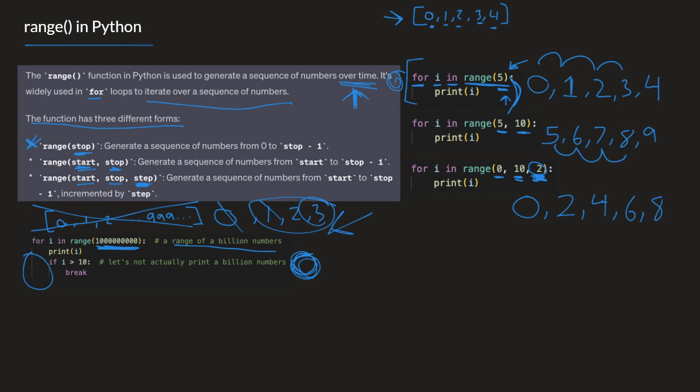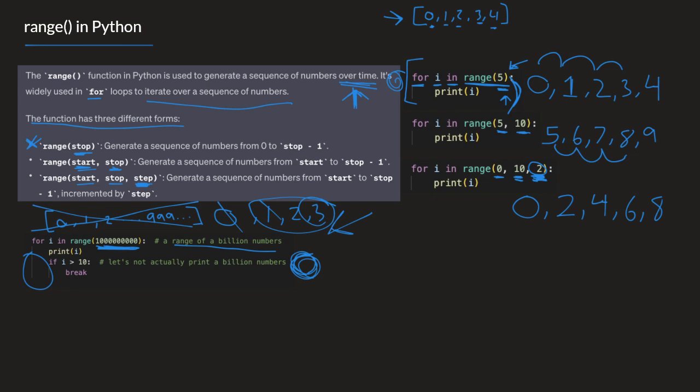And range has three different forms, or three different ways of being called. The first is with one argument, where Python will say, okay, there's just one argument, so that's our stop argument, and it'll generate a sequence of numbers from 0 to stop - 1. If we pass in two arguments to range, Python will say, okay, we've got a start argument and a stop argument, and it'll generate a sequence of numbers from start to stop - 1.